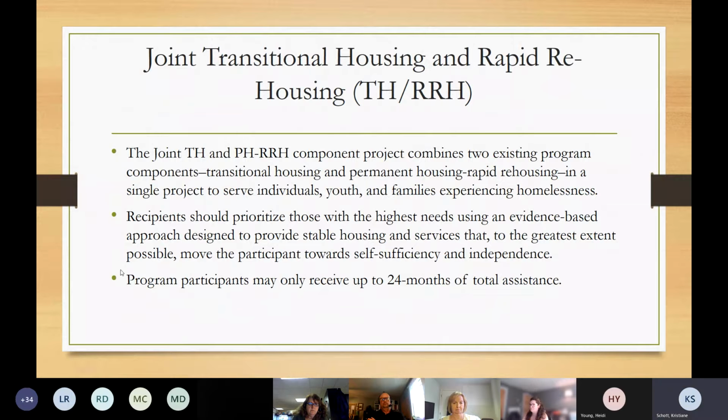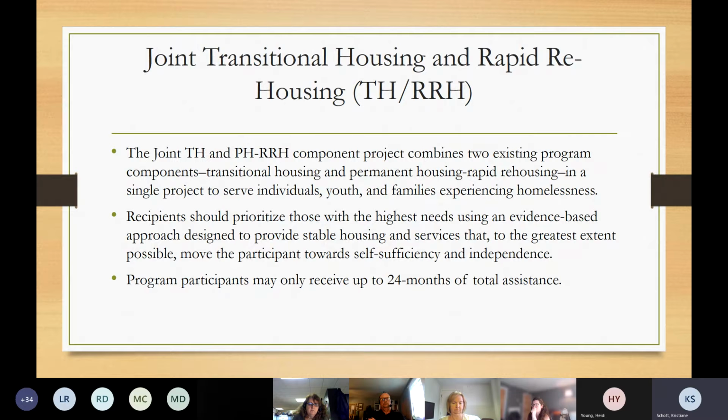There is also a new component that was introduced in, I think it was 2019, but I might be wrong, it's either the 2019 or 2018 NOFA. It is the Joint Transitional Housing and Rapid Re-Housing component, which we call THRRH. I'm going to talk about this component, but currently the balance of state does not have any of these projects.